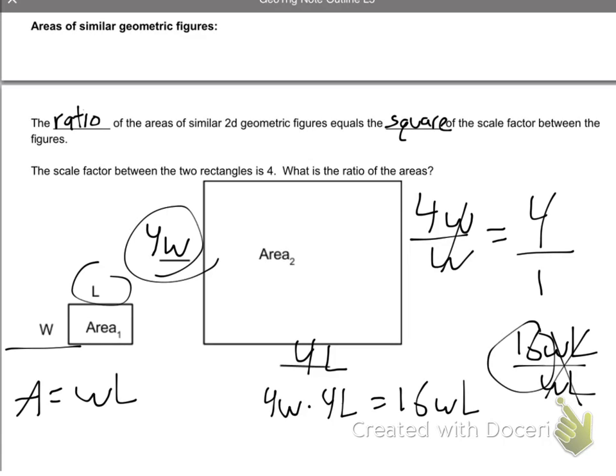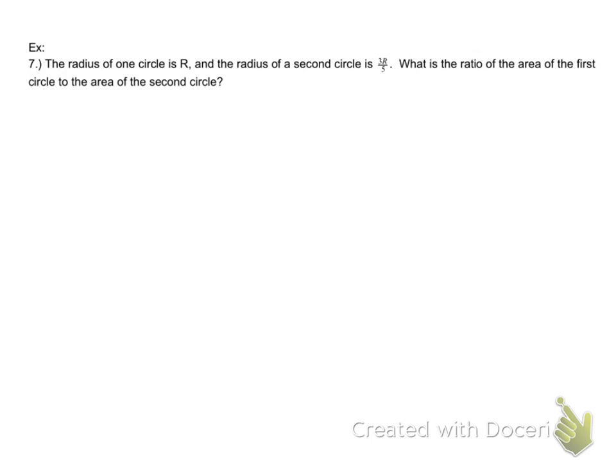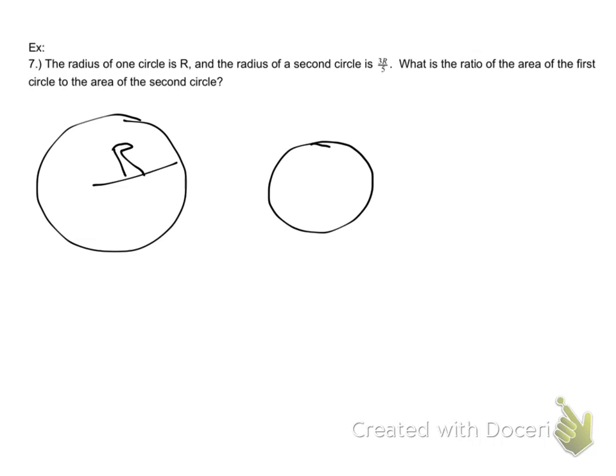So what does it mean? It means that if I give you a problem that just says the radius of one circle is R, and the radius of the second circle, which has to be smaller, is 3R over 5, what is the ratio of the area of the first circle to the area of the second? Okay, wait a minute. We don't have a picture of this. So here's circle 1. Radius is R. Here's circle 2. It's slightly smaller at 3R over 5, right?